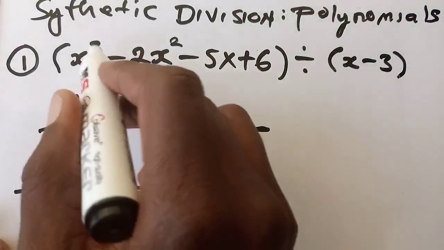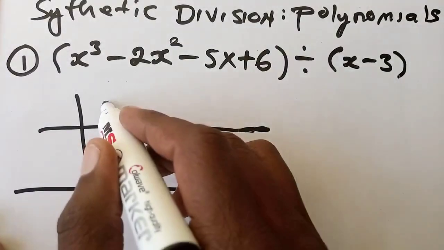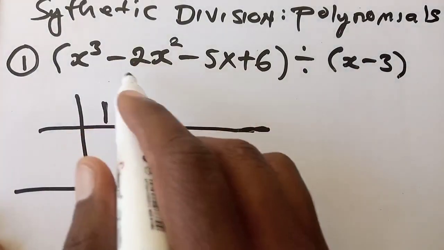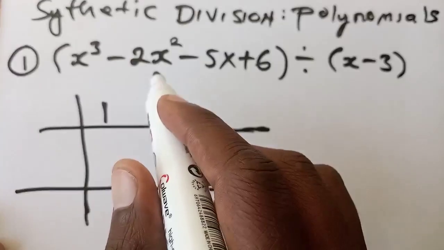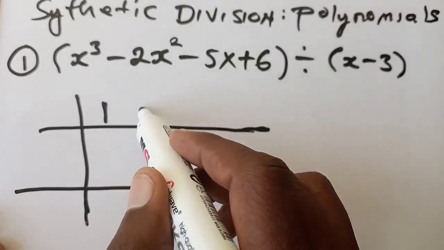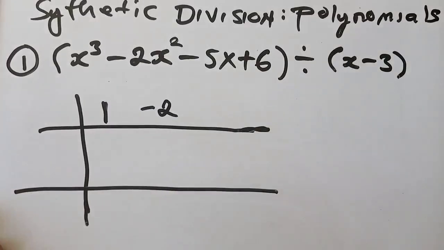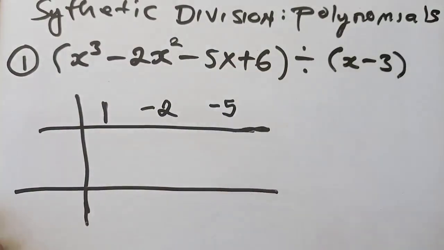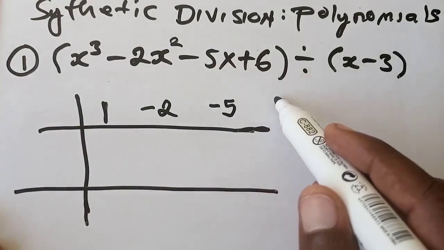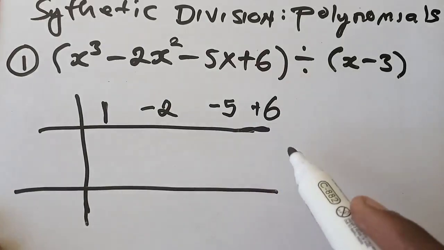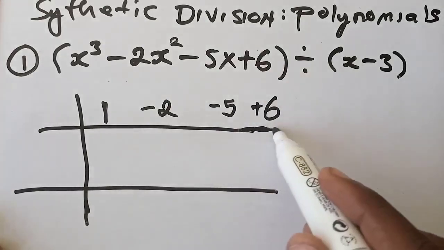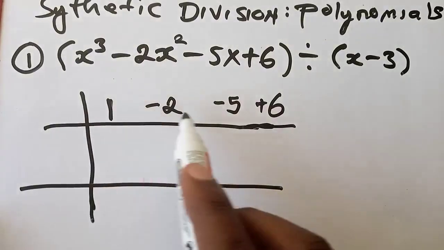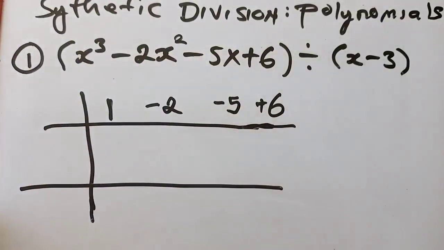The coefficient of x cubed is 1. The number attached to x squared is -2. The other one here is -5. Here it is +6, as simple as that. So in here you need to write the coefficients of that polynomial.